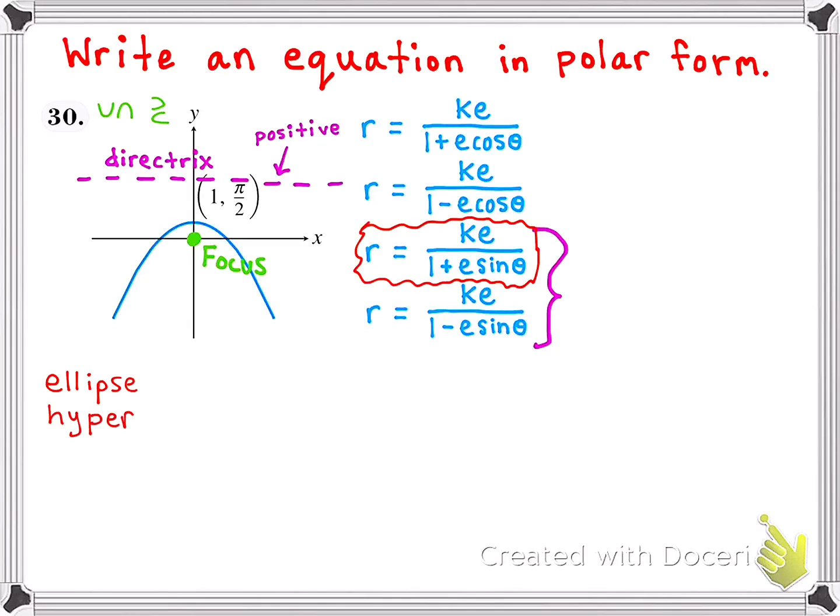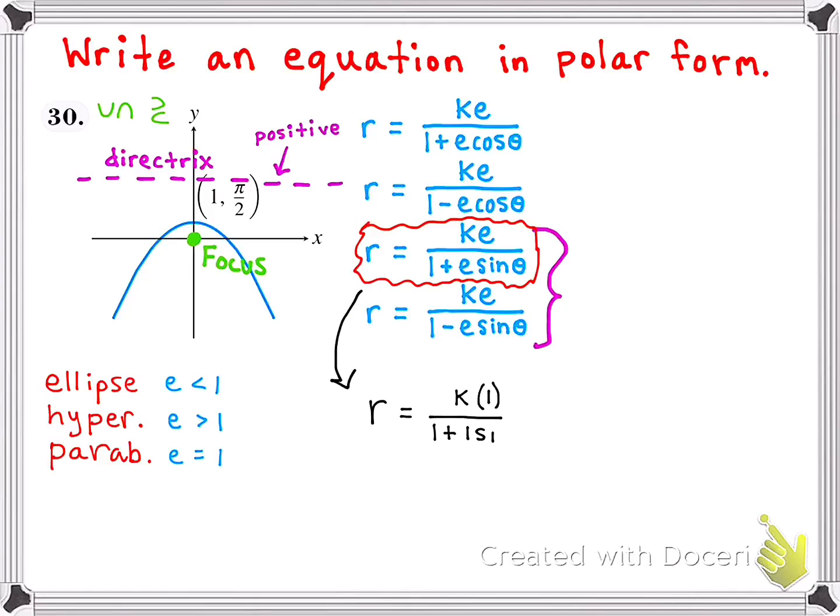Another FYI, note that we are playing with a parabola, right? We have a parabola, which means that the eccentricity is automatically 1. So I can take 1 for the eccentricity and plug it in there and there. The only thing left to discover is the value of k, and that is where this point comes into play.